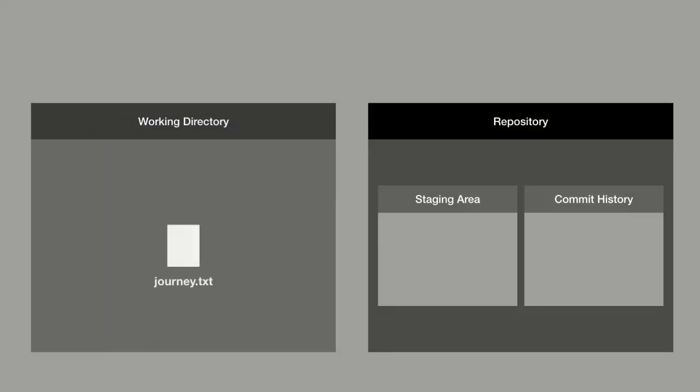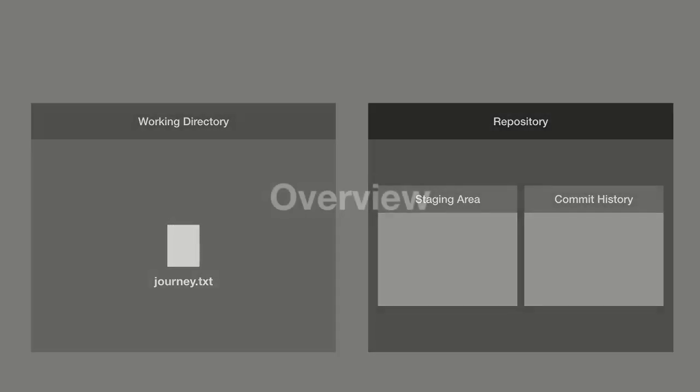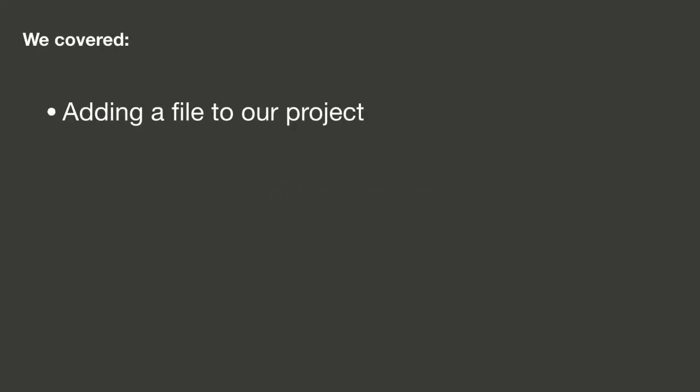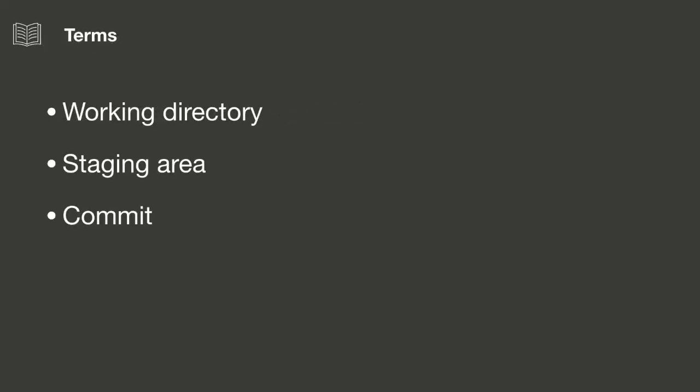Awesome. So we've added a file to our working directory, but this file is not yet in our repository, so no changes to this file are being tracked yet. So now to quickly overview, in this lesson we covered adding a file to our project, and we went over terms such as the working directory, what is the staging area, and what is a commit. That was it for this lesson. See you at the next one.